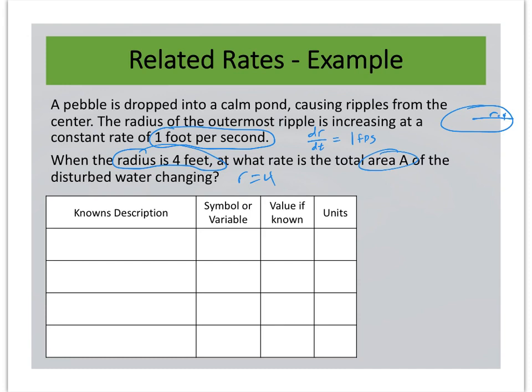Something that is not explicitly stated in this problem that I think will be very useful is the formula for the area of a circle. So the area of the circle is pi times the radius squared, so pi r squared, and that's going to be really helpful.